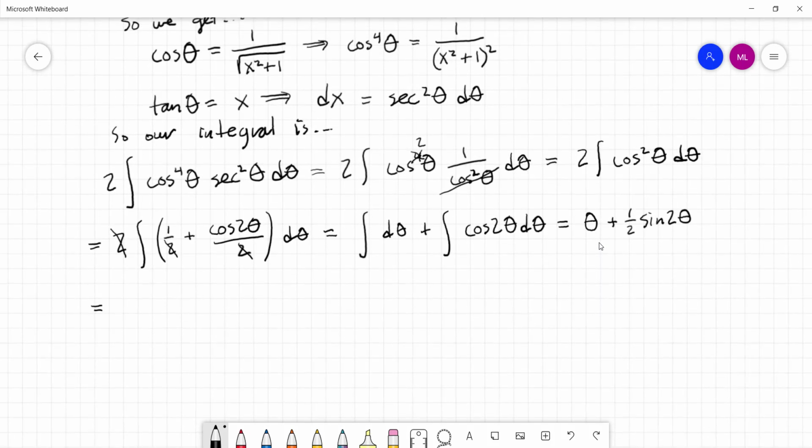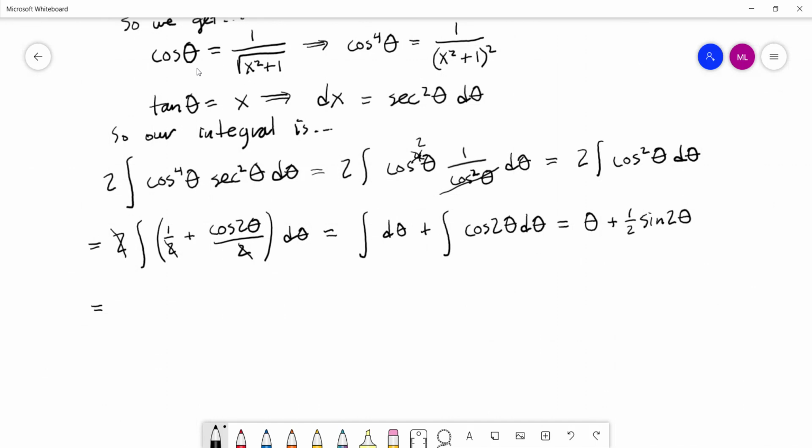So theta, we just said we would solve for at this stage right here, take the arctangent of both sides, and we'd get that theta is equal to the arctangent of x. So we're going to get the arctangent of x plus a half times the sine of 2 times the arctangent of x. And that's fine. It's ugly.